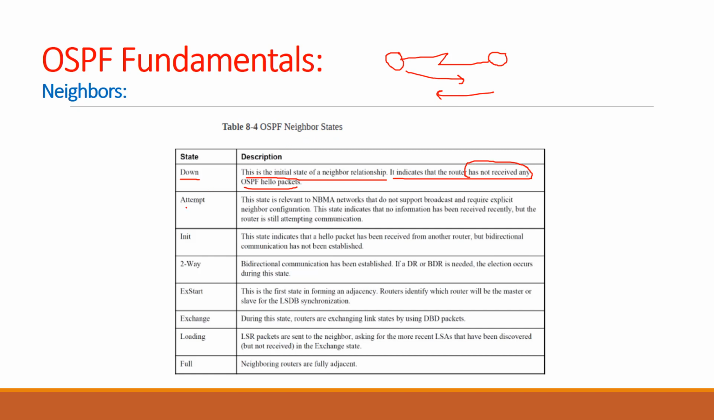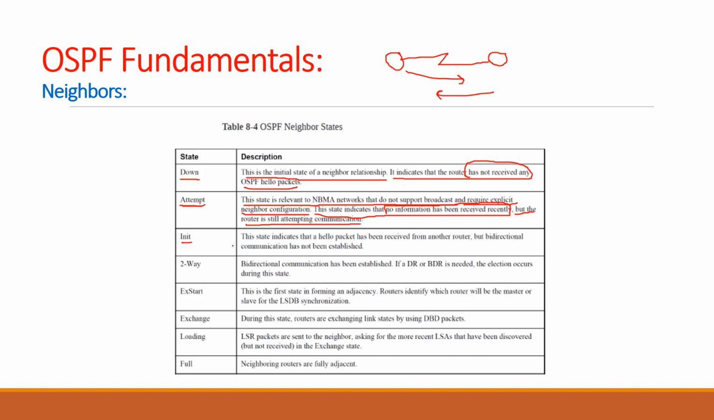The second OSPF neighbor state is attempt, and this state is relevant to non-broadcast multi-access networks that don't support broadcast and require explicit neighbor configuration. This state indicates that no information has been received recently, but the router is still attempting communication. No information received, but the router is attempting. That's why it's called attempt.